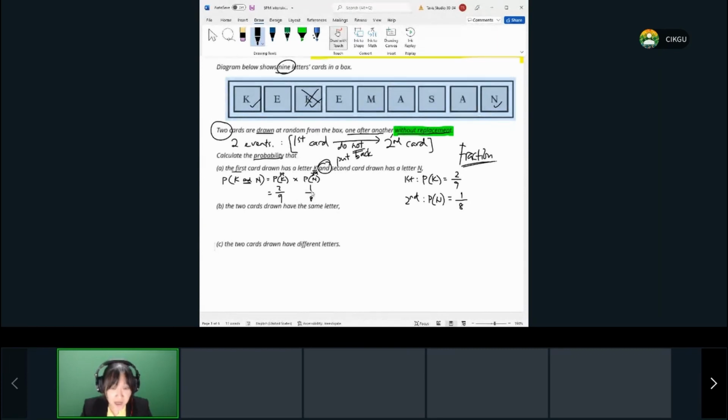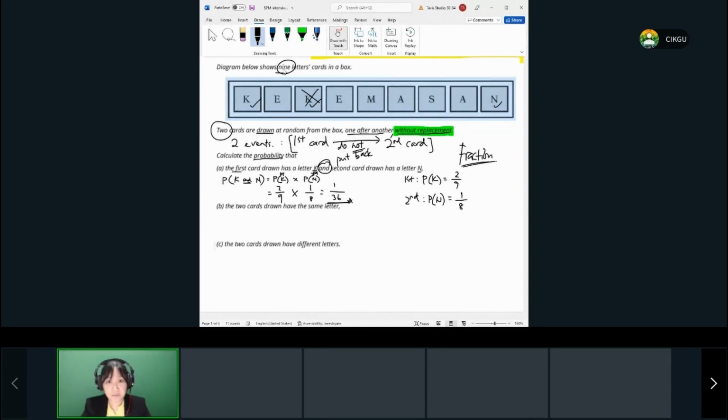That's the probability. And then you want both to happen: you want the first card to be K, and you also want the second card to be N. So multiply, type this in the calculator, and straight away you get the answer. 1 over 36. That's it.